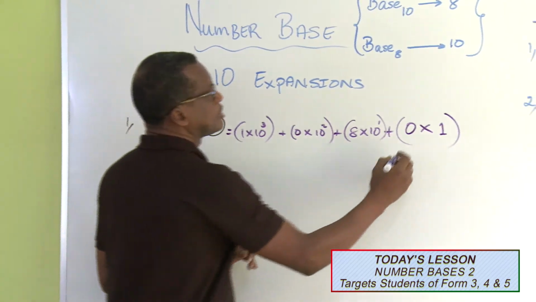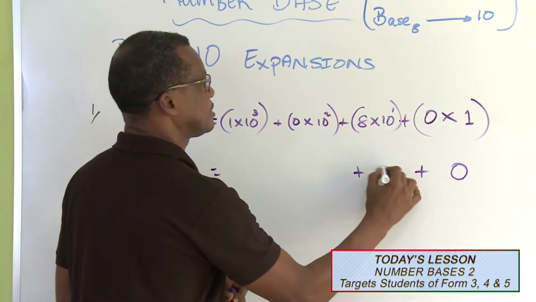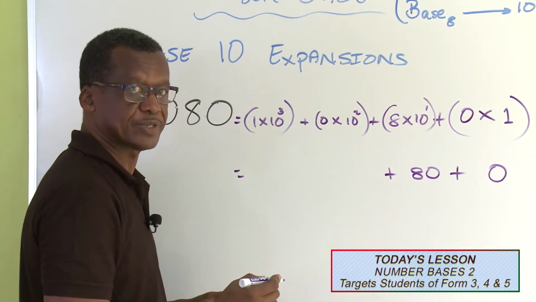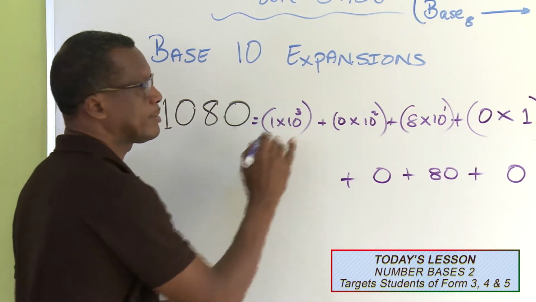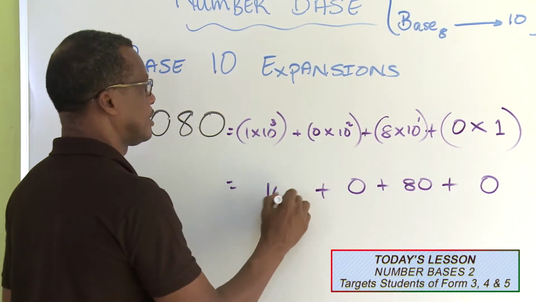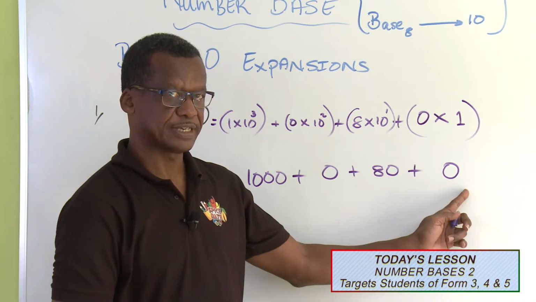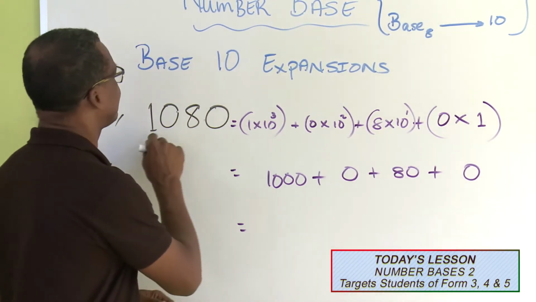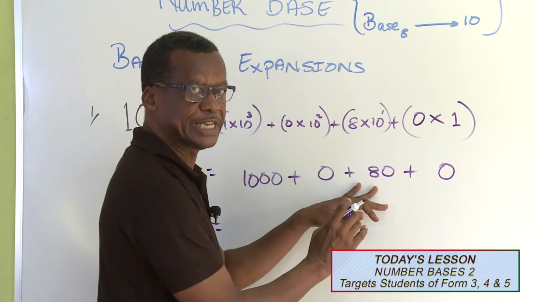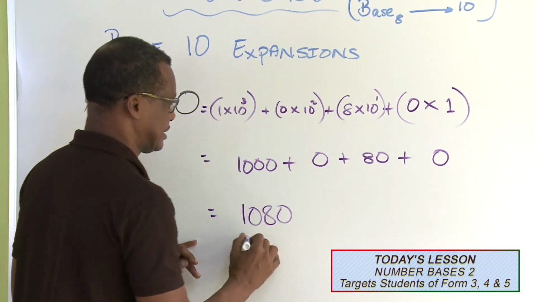Now let's work it out. 0 times 1 is 0. 8 times 10 is 80. 0 times 10 squared, or 0 times 100, is 0. And 1 times 10 to the 3, which is 1,000. So 1 times 1,000 is 1,000. Now let's see. If we add up these numbers after we expanded them, we should get back the number that we started with. Are we going to get it? 1,000 plus 0 is 1,000. 1,000 plus 80 is 1,080. 1,080 plus 0 is 1,080. So we did get 1,080.